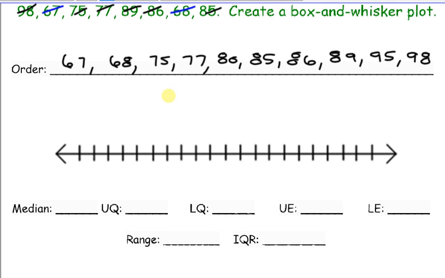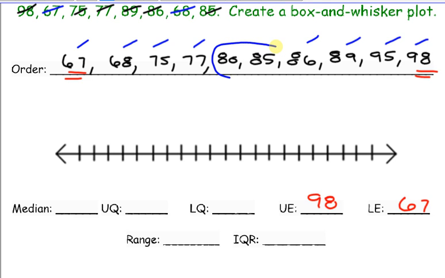So the first thing I like to figure out are my extremes. My lower extreme is 67. My upper extreme is 98. Now I like to find my median. I do my tick marks across the top. 1, 2, 3. 1, 2, 3. 1, 2. Oops, I got too excited there. 1, 1, and I'm left with these two guys in the middle. And so 80 plus 85 divided by 2, that's going to be 82.5. That's my median.